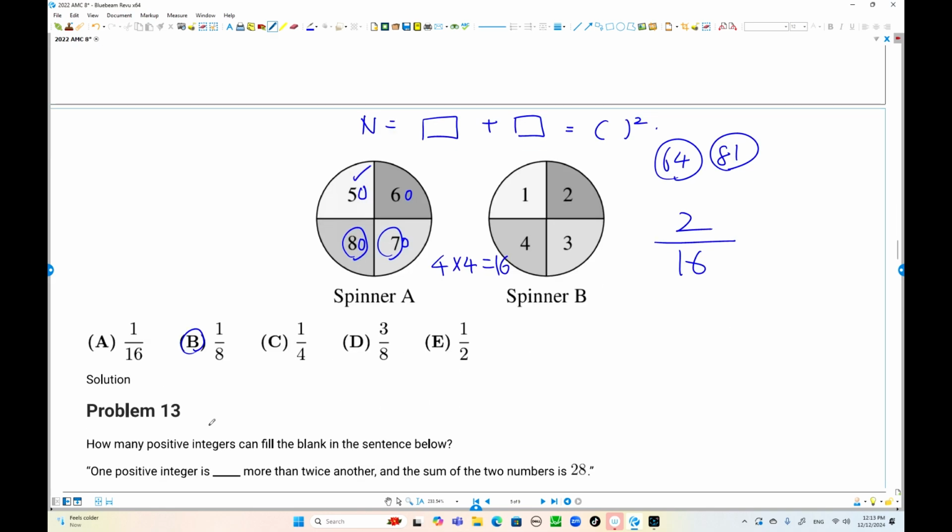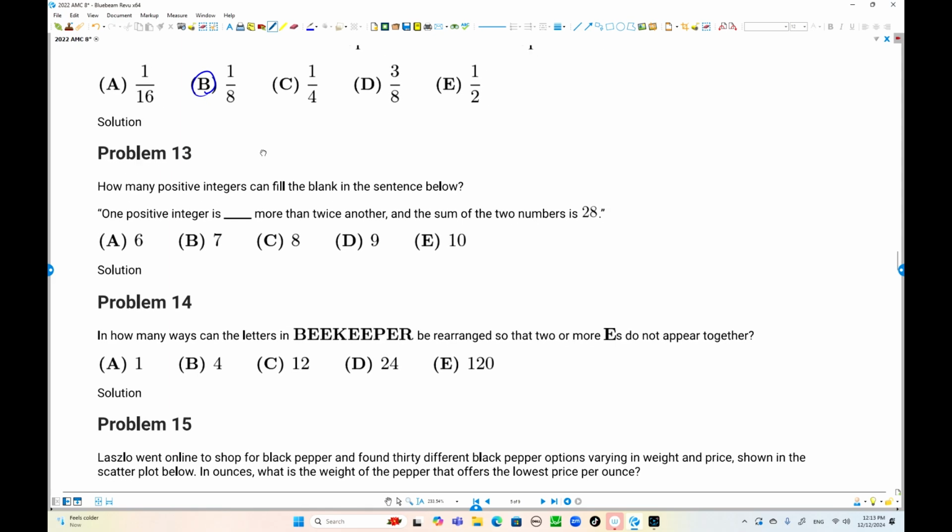Number 13: how many positive integers can fill the blank in the sentence below? One positive integer is, we don't know, right? Some number more than twice the other, right? So the sum of two numbers is 18, 28. So first number 28, the sum is right.